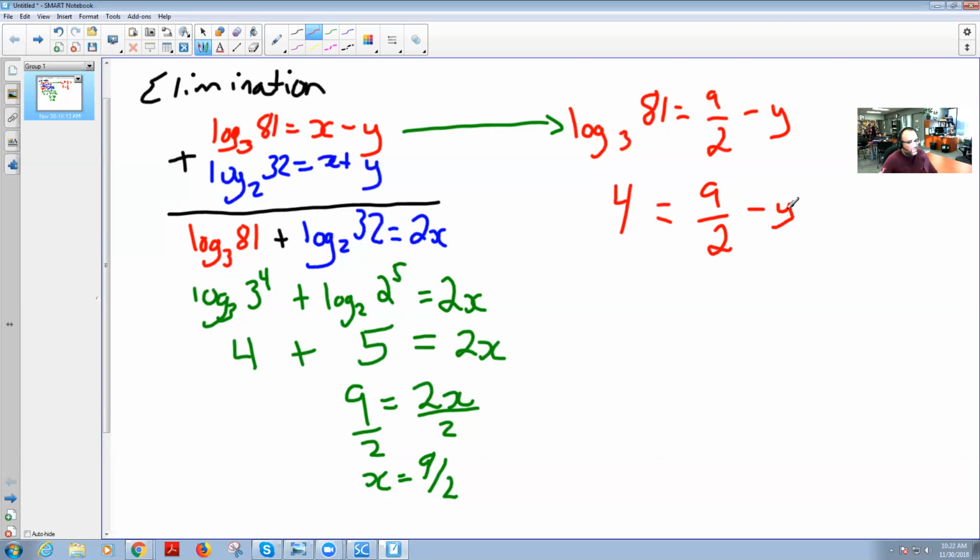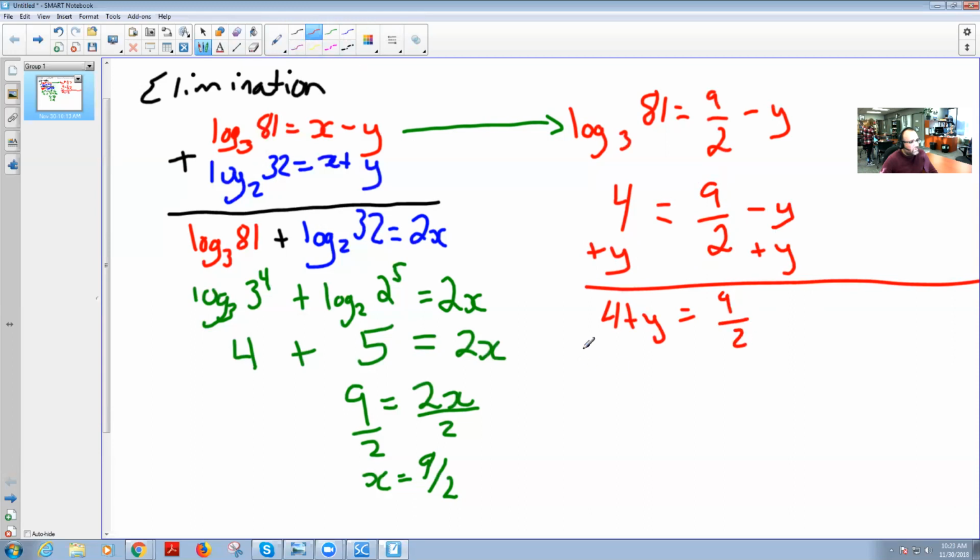Okay, what's the next thing? Well, we need to isolate y still. So I am going to move y to the other side and move 4 at the same time. And you know what? Let me just rewrite that to not confuse you. Plus y, plus y. Okay, so now we have 4 plus y equals 9 over 2 minus 4, minus 4.